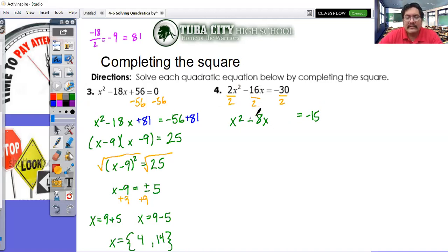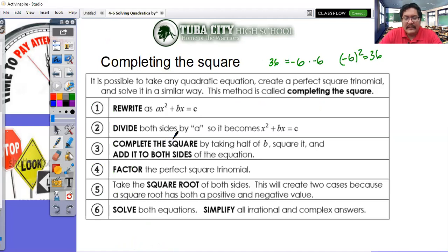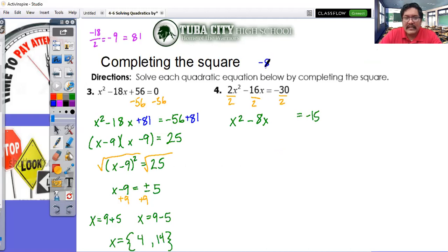So let's go ahead and do step number 3, which is you've got to complete the square. So we're trying to make a perfect square trinomial by taking b, halving it, then squaring it, and adding it to both sides. So take it, half it, square it. So -8, half of that is -4. Square it, that'd be 16. So we've got to add 16 to both sides, because whatever we do to one side, you've got to do to the other side.